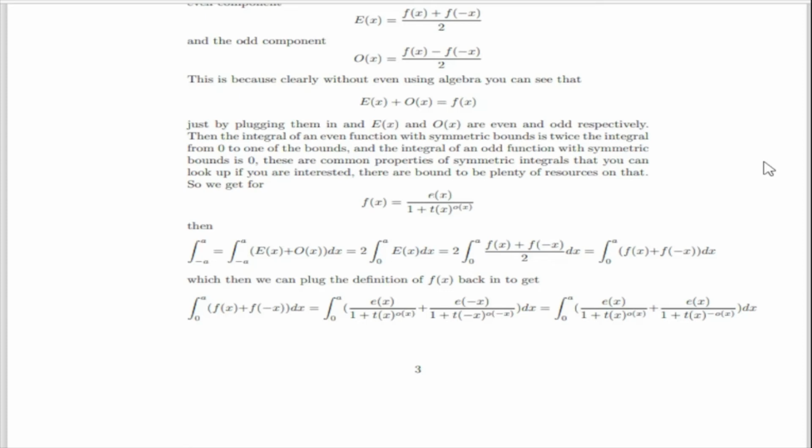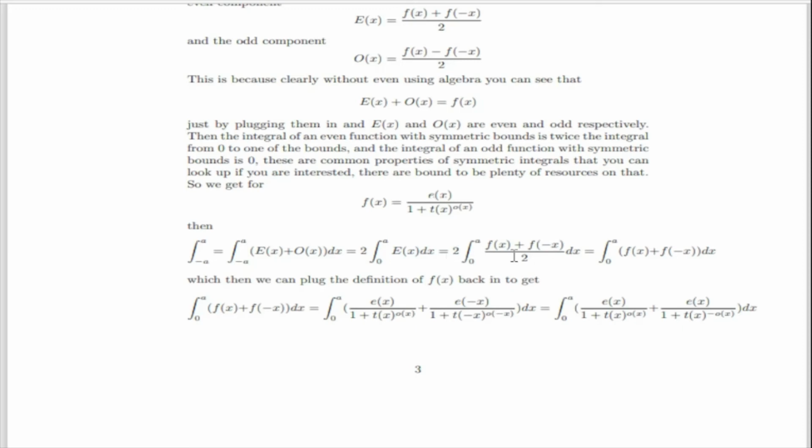So for f of x, we get E of x over 1 plus T of x, plus O of x. Then the integral from negative a to a of f of x equals the integral from negative a to a of E of x plus O of x, where those are capitals, which equals just 2 times the integral from 0 to a of the capital E of x dx, because the O of x cancels out, the E of x is doubled, and the bounds are halved. So plugging back in capital E of x for what we have, we get this.